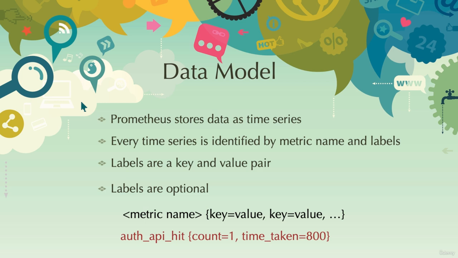And we can have another label, which is time taken equal to 800. For example, we can say that 800 is milliseconds. So auth API hit is the metric name, count equal to 1 is one label, and time taken is another label.